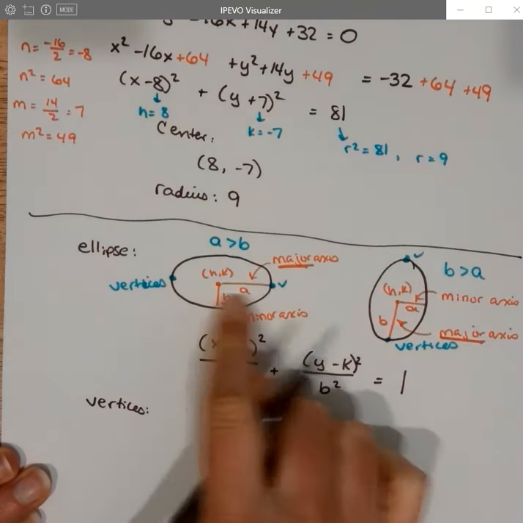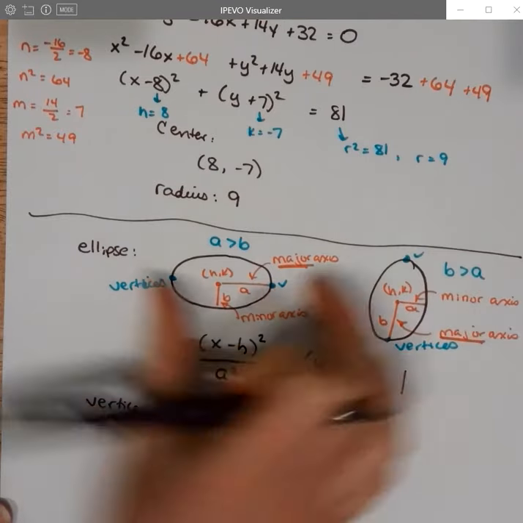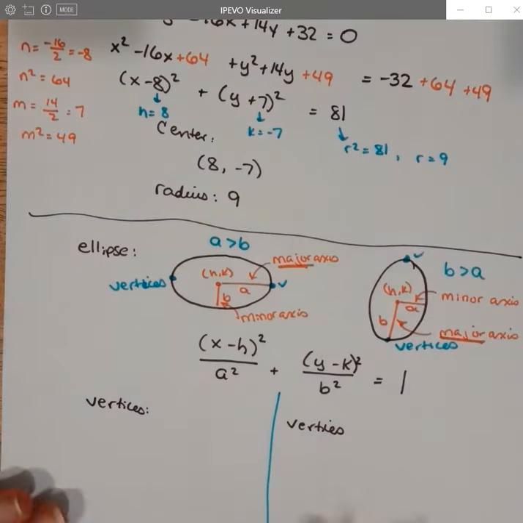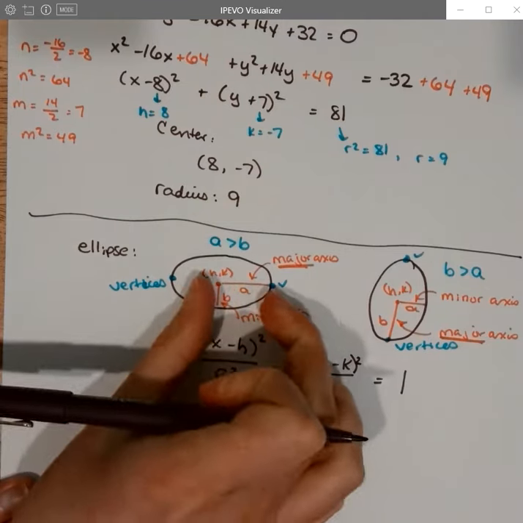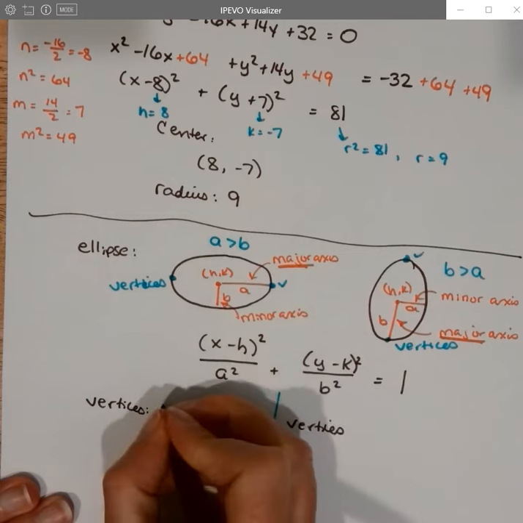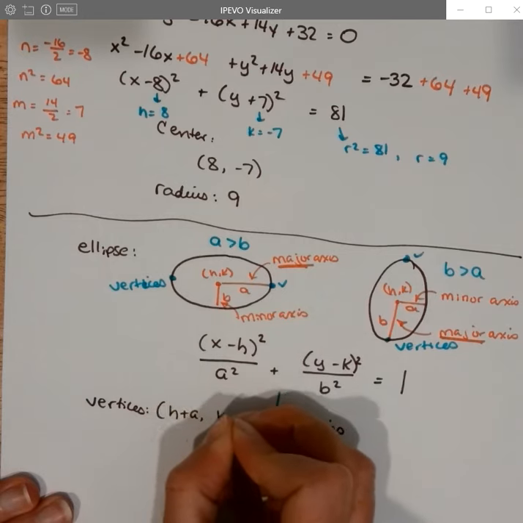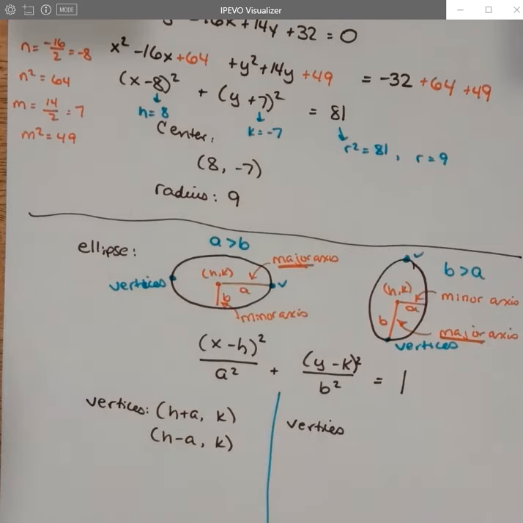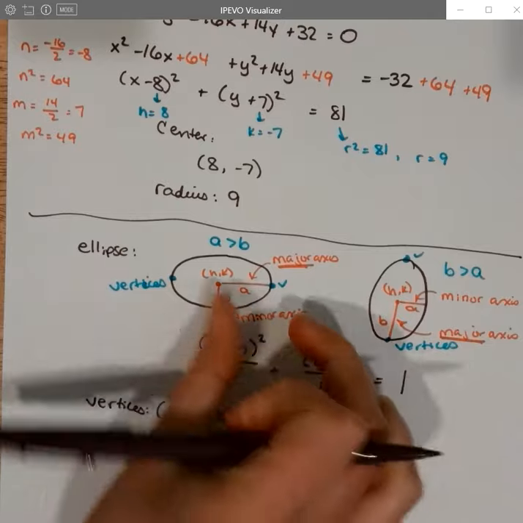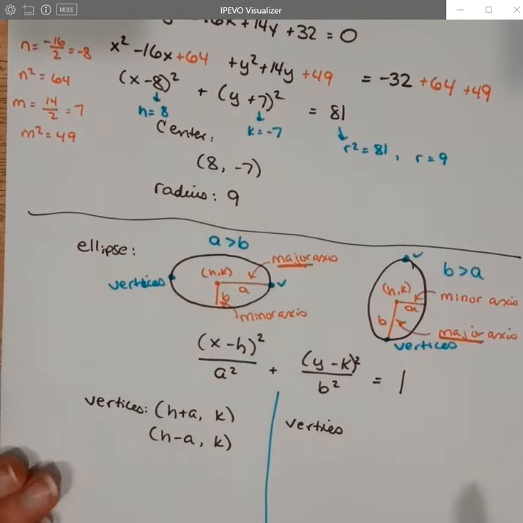they are A or B units away, depending on if we're a horizontal major or a vertical major. And so from the center, they're going to be A units away in both directions. So we're going to have H plus A, comma K, and we're going to have H minus A, comma K. Those are going to be the two vertices, right? You go A away from the center in both directions to get both of those vertices.